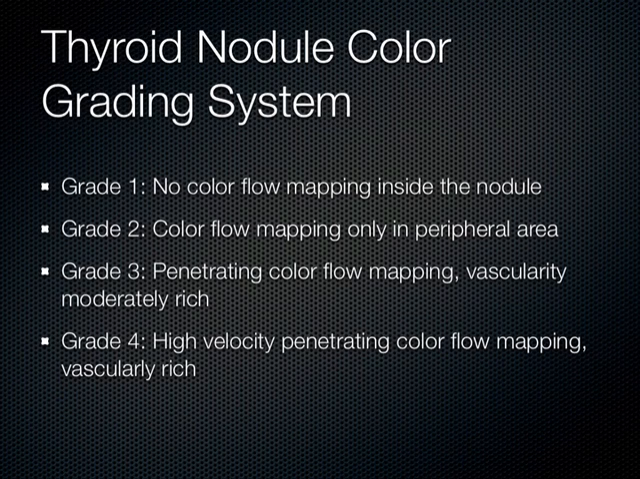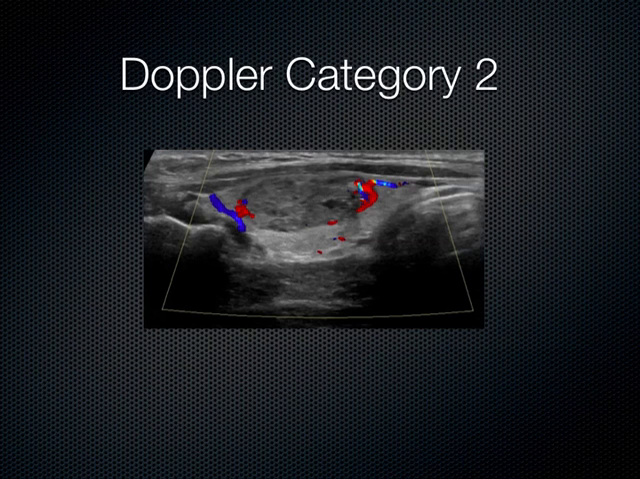And when we come across a nodule, we can put some color flow mapping on it, and you can actually grade these nodules. Grade 1 is no color flow seen inside the nodule. Grade 2 is where you only see it peripherally. Grade 3 has penetrating flow through that nodule, moderately rich vascularity. Grade 4 is high-velocity penetrating flow into the nodule, which is vascularly rich. So this is grade 2. It's only in that peripheral area there.